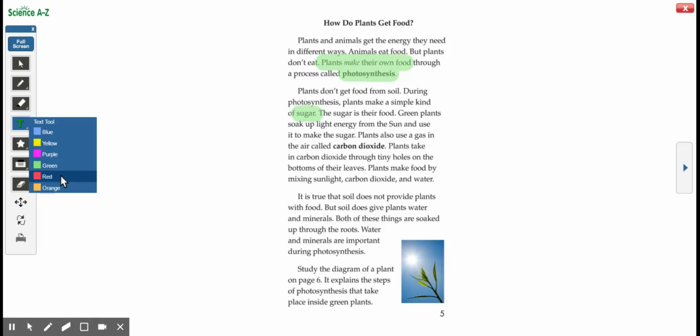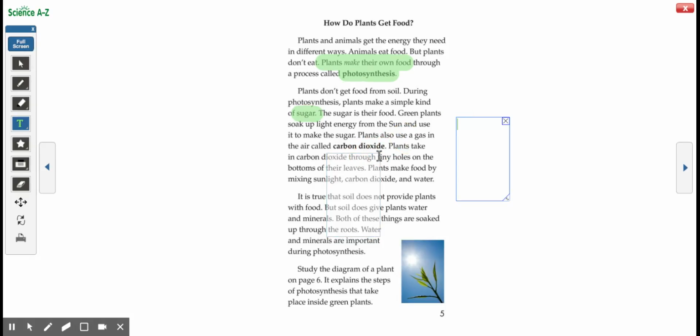Hold on, I'm trying to see if I can get this text tool to work. Aha. Sorry, first time using this text tool. All right.